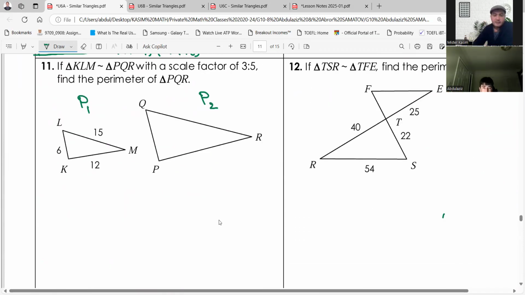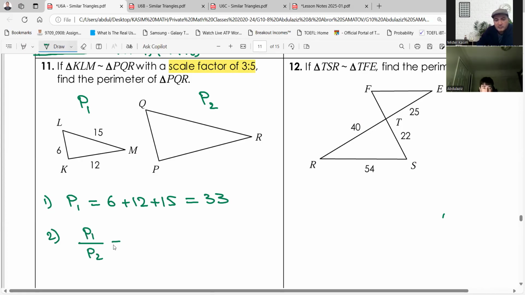In number one, the scale factor is given. If you remember, what is the scale factor? It is the ratio of corresponding sides, right? So first, let's find perimeter one. It is 6 plus 12 plus 15, which is equal to 33, right? That's the first step. And then the second step, I know that perimeter 1 to perimeter 2 is equal to 3 to 5.